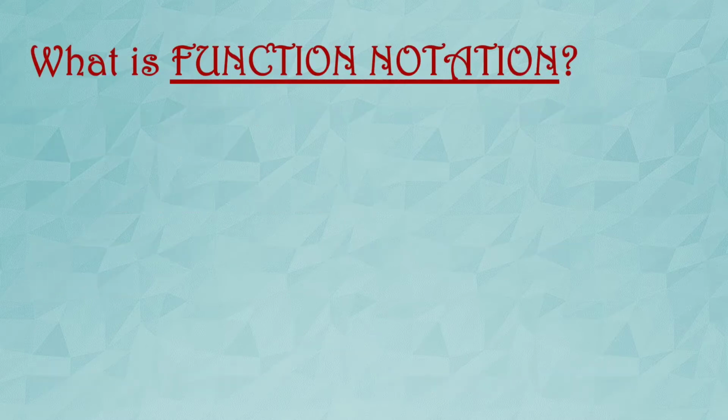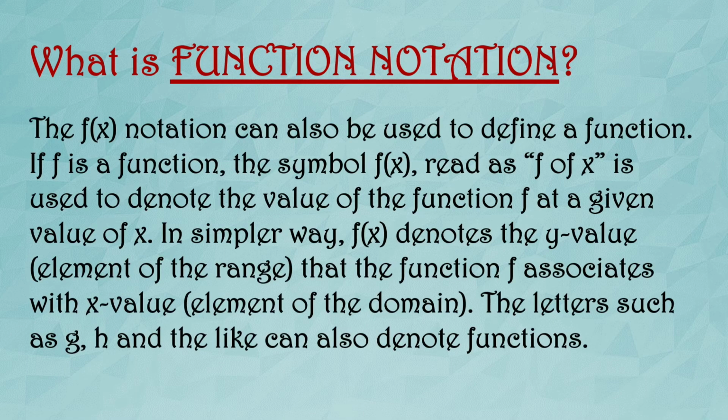So, let's discuss function notation. What is function notation? The f of x notation can also be used to define a function. If f is a function, the symbol f of x is used to denote the value of the function f at the given value of x. In a simpler way, f of x denotes the y value, an element of the range, that the function f associates with the x value, an element of the domain. The letters such as g, h, and the like can also denote functions.